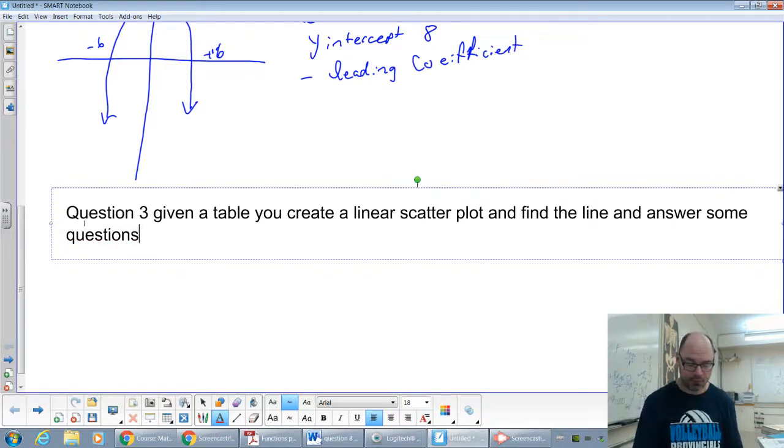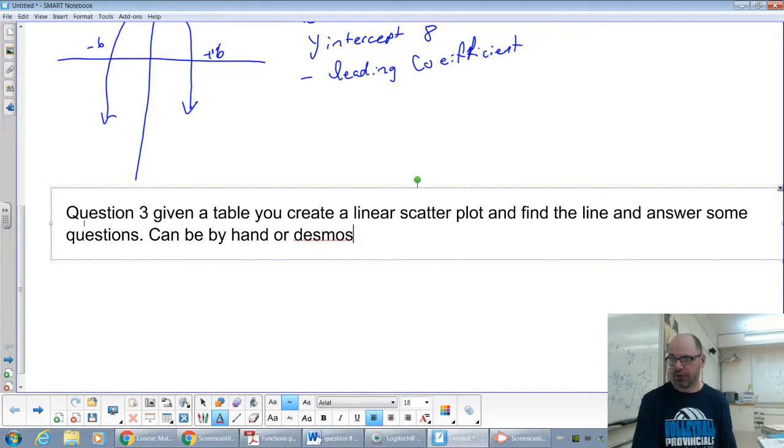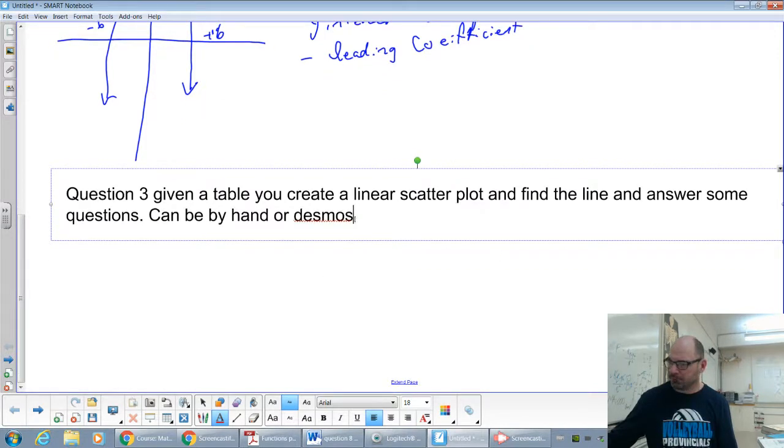Okay. It can be by hand. It says use graph paper on the sheet, but you can use Desmos if you want. It says use graph paper, but if you use Desmos, you can just print out the graph that you make, do a screen print or whatever you need to do. Okay, that's worth 5.